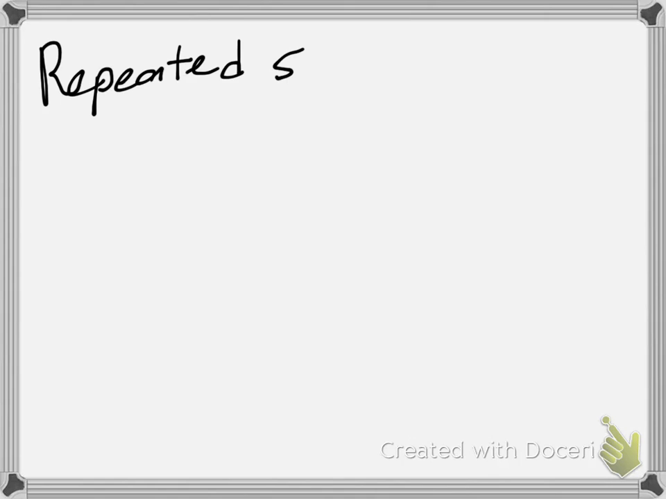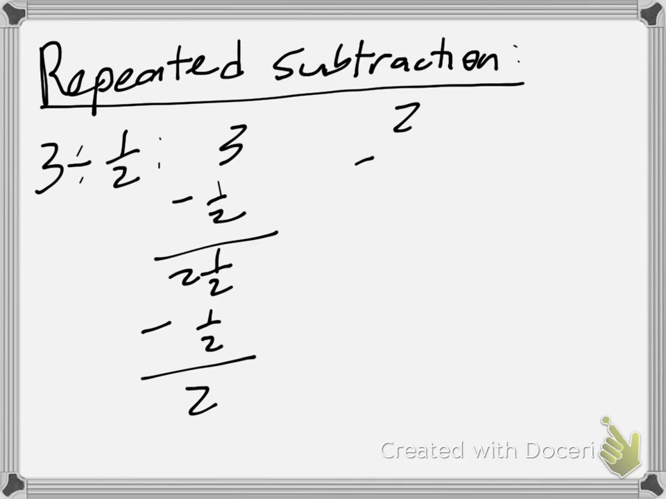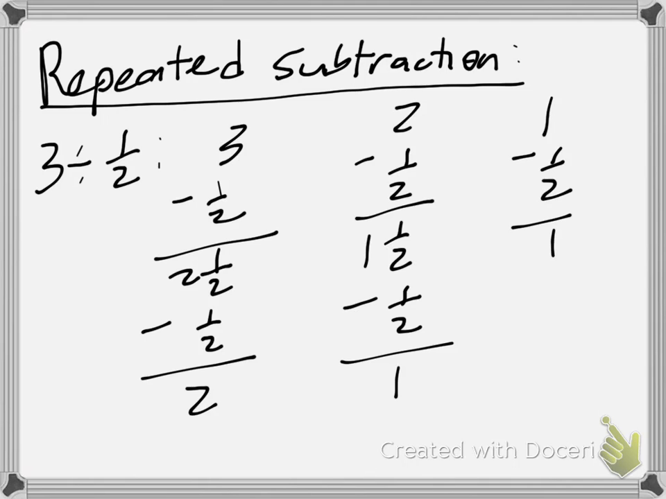This time we're going to use repeated subtraction to see how many halves there are in 3. So we start to subtract, and we go, well, 3 minus a half, that's 2.5. 2.5 minus a half, that's 2. 2 minus a half is 1.5. 1.5 minus a half is 1. 1 minus a half is a half. And finally, a half minus a half is 0.